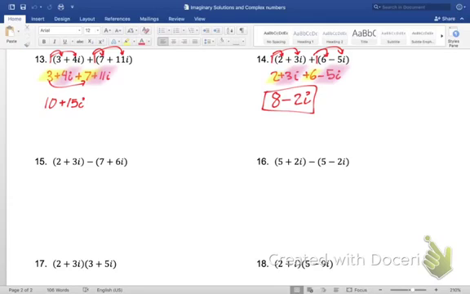I'm going to go over 15. 1 times 2 is 2. 1 times plus 3i is plus 3i. And here there's a negative, so when we put the 1 it is negative 1. Negative 1 times 7 is negative 7. Negative 1 times 6i is negative 6i. We're going to combine like terms, numbers with numbers. 2 and negative 7 is a negative 5. And 3i minus 6i is a negative 3i.